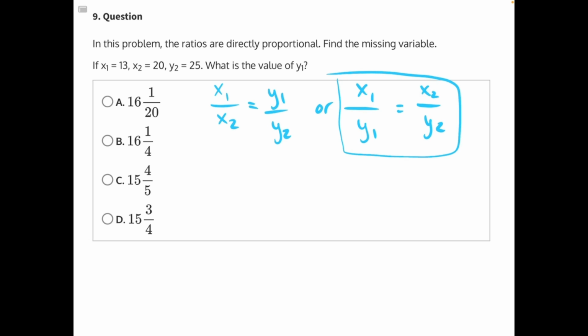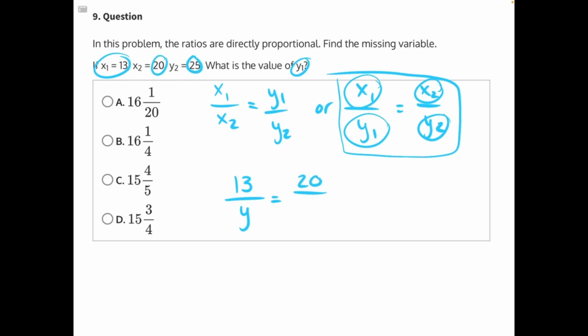Setting up the proportion, we have x1 over y1. I know x1 is 13 and y1 is our unknown, so I'll just name that y. And then x2 over y2 would be 20 over 25. So now we can cross multiply. 20y is equal to 25 times 13.